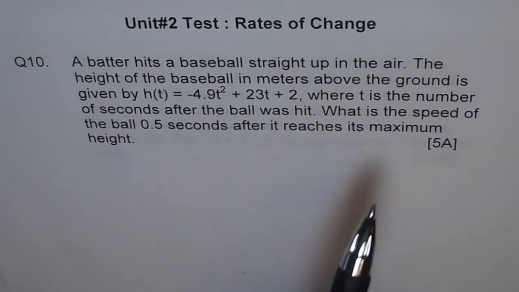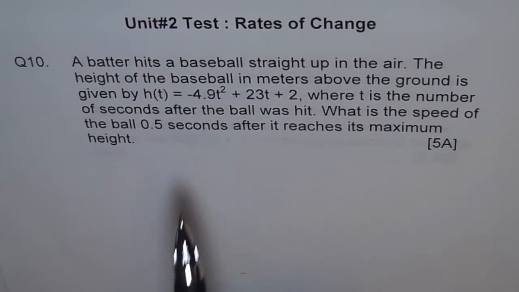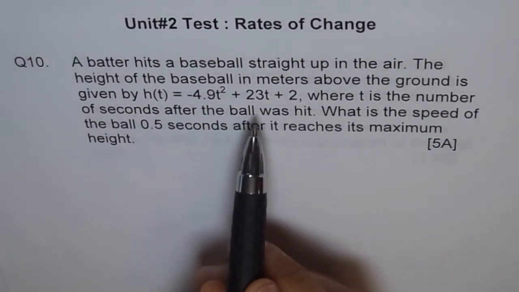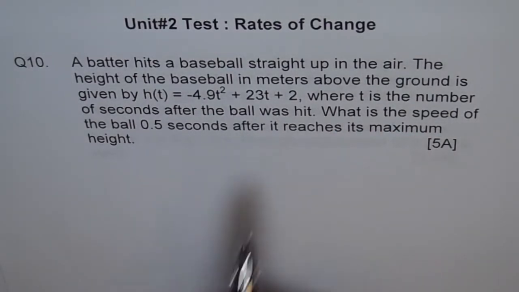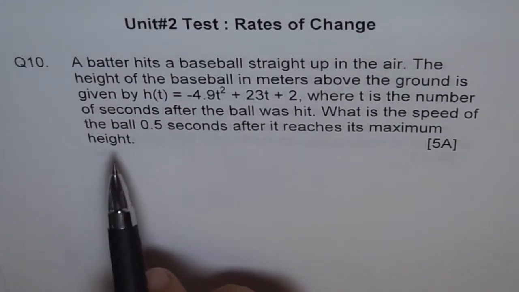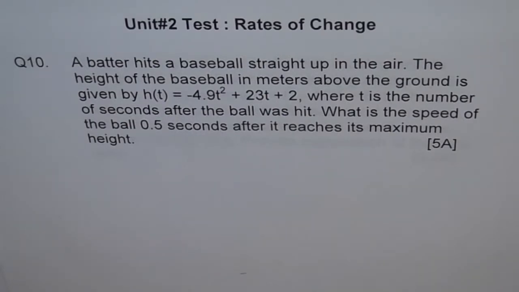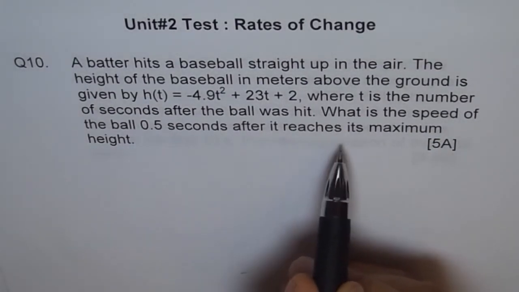Now, a batter hits a baseball straight up in the air. The height of the baseball in meters above the ground is given by h of t equals minus 4.9 t squared plus 23 t plus 2, where t is the number of seconds after the ball was hit. What is the speed of the ball 0.5 seconds after it reaches its maximum height? It is important to read your problem twice. That's the first step. Second, make a note.